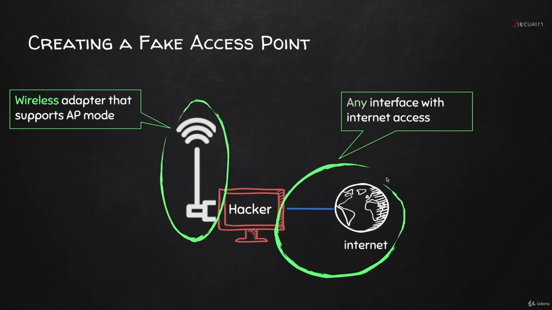The next interface that you will need, like I said, it's going to have to be a Wi-Fi interface because it needs to be able to broadcast the signal for the network. And you can't use any Wi-Fi interface. This interface needs to be able to act as an access point. So it needs to be capable of acting like a proper access point, like a router.